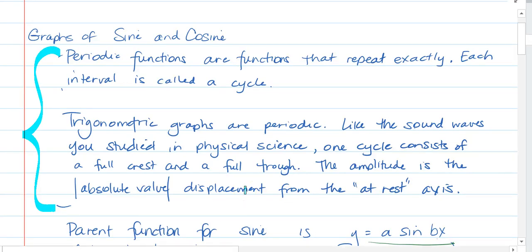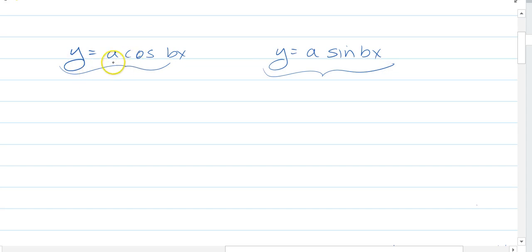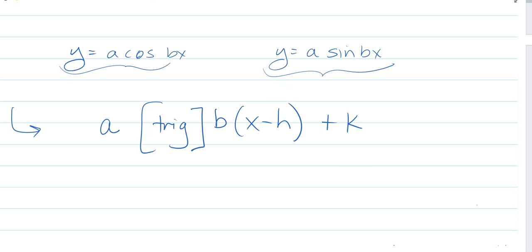The next thing I want you to do is we're going to examine the anatomy, if you will, of a sine function. Let me show you. Okay, here is what I wrote a while ago, that the basic function is y equals a times cosine of bx, or y equals a times sine of bx. But what happens is this, when I have y equals a times that trig function, and trig could be cosine or sine, times b of x minus h plus or minus k. I want you to write this down. This is standard form, and I'm going to identify what each letter does.